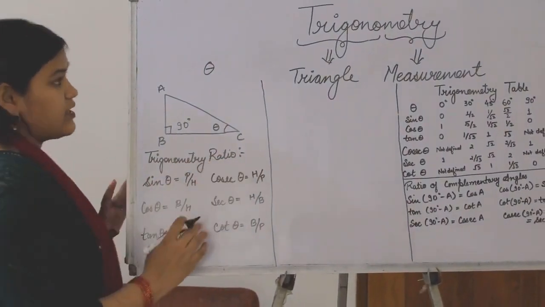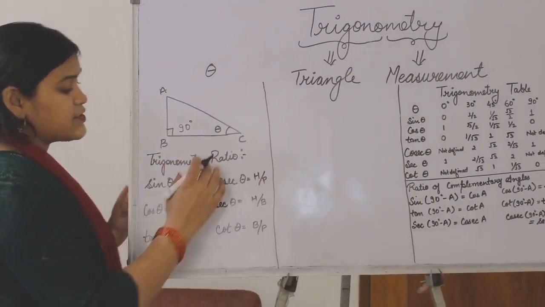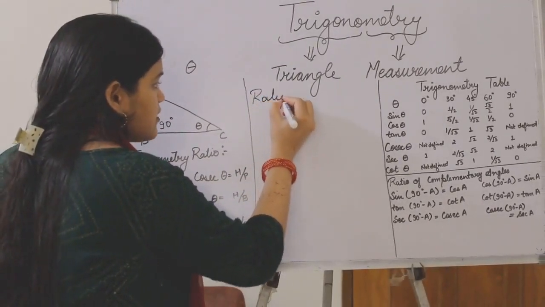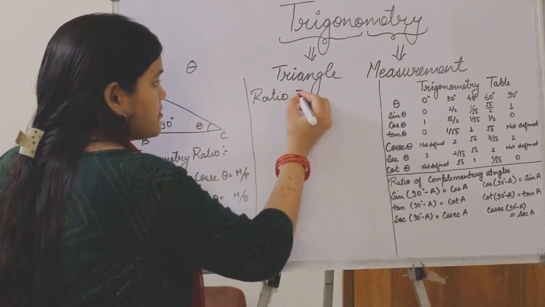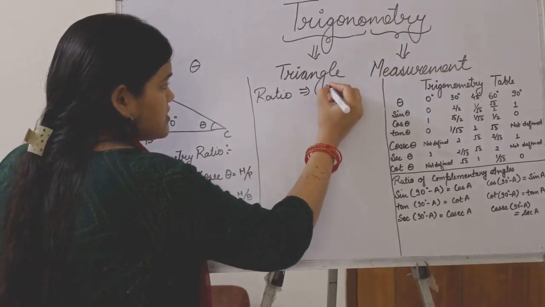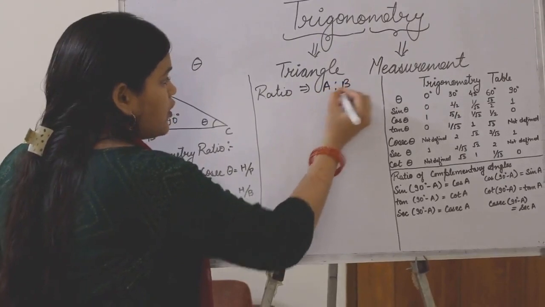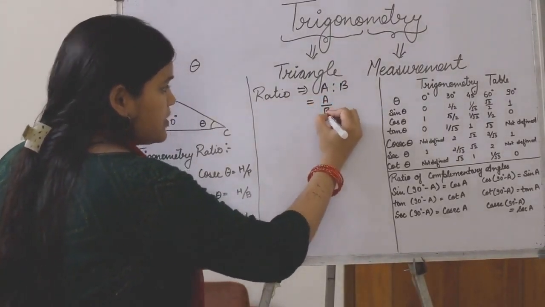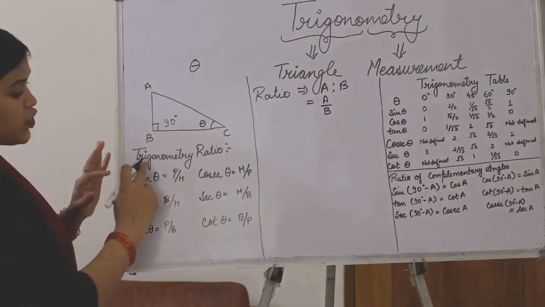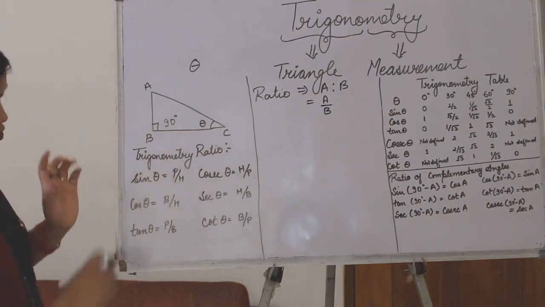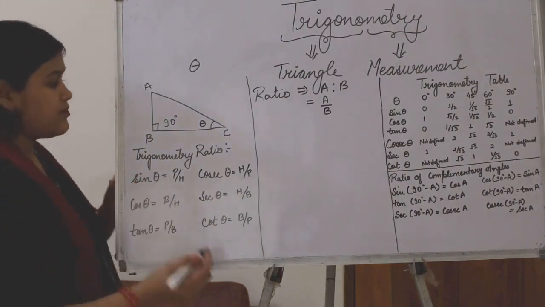Trigonometry ratio. In trigonometry, we deal with ratios. You all know a ratio is written in two ways, either by this symbol or in fraction, just like A ratio B, or we can write it like A upon B. Here we talk about trigonometry ratios. There are some values, sine theta.